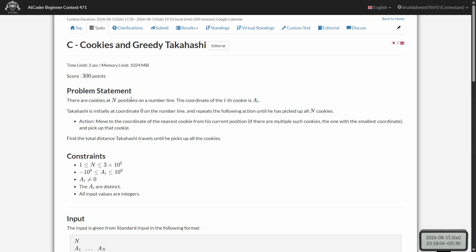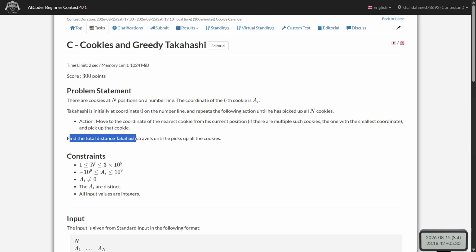There are cookies at N positions on a number line. The coordinate of the ith cookie is A_i. Takahashi is initially at coordinate 0 on the number line and repeats the following action until he has picked up all N cookies. The action is: move to the coordinate of the nearest cookie from his current position. This is very important, I'll tell you why. If there are multiple such cookies, we have to pick the one with the smallest coordinate, and pick up that cookie.